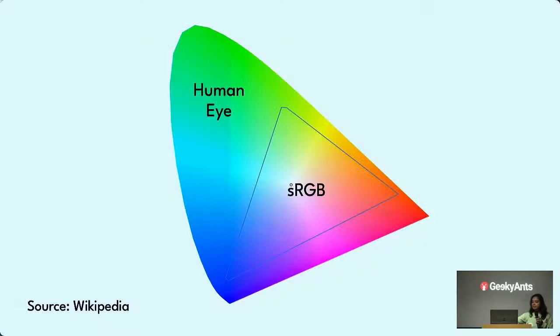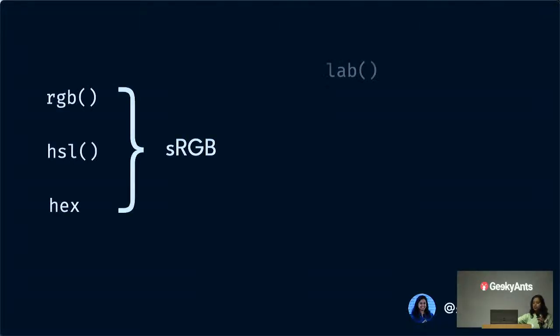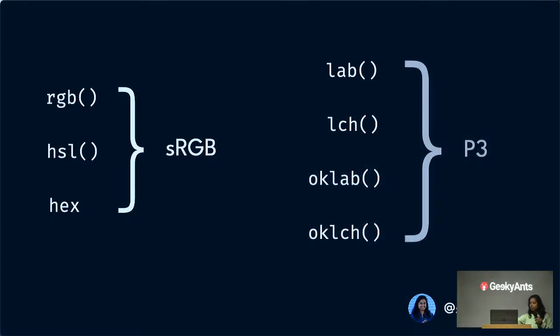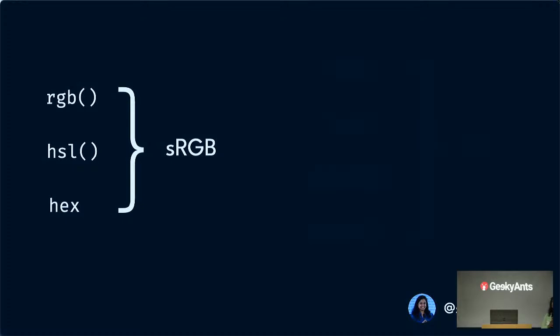In CSS, we only use RGB, HSL, and hex, and so on, right? These are the standard ones we've been using so far, and they only cover the sRGB range. So they're not able to display those vivid colors that you can actually see.